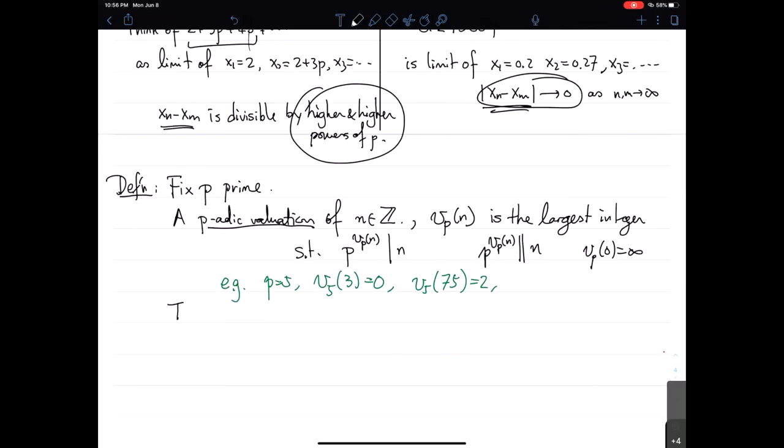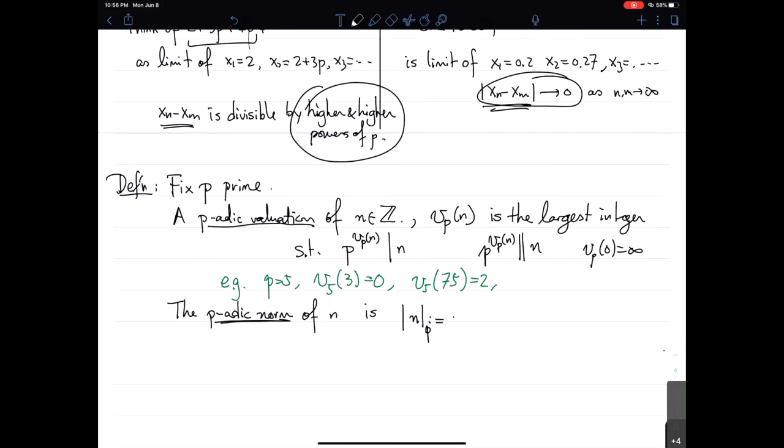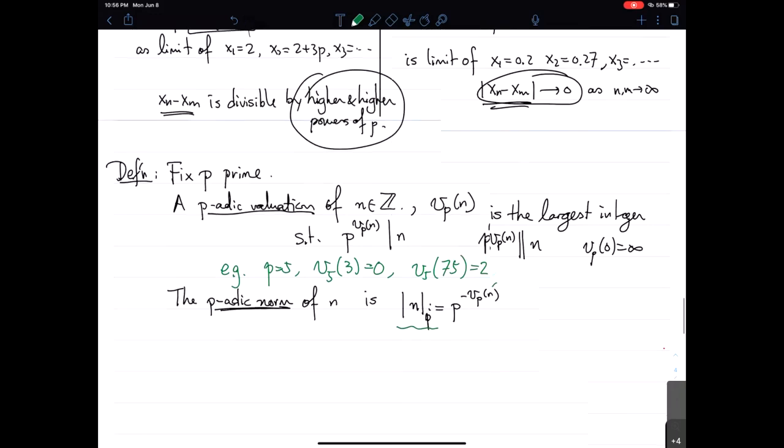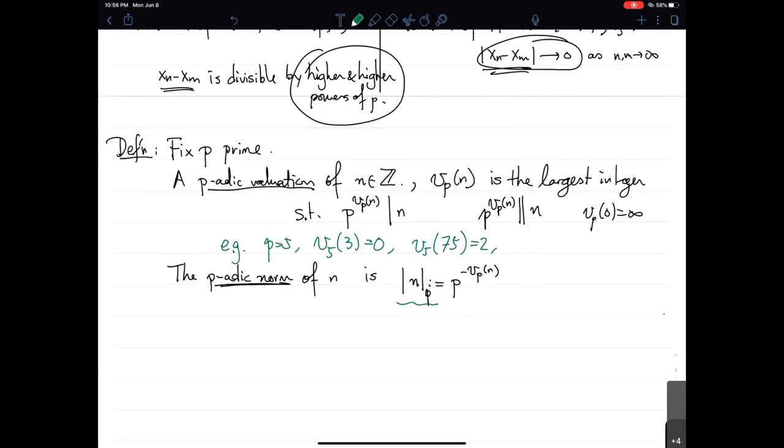And the p-adic norm is different from the usual absolute value of n. I'm going to write it looking like absolute value, but with a subscript p to indicate that we're talking about p-adic things. It is p to the negative power of the valuation. In the p-adic world this works the same way as the absolute value, but I put the subscript p to distinguish it from the usual absolute value.